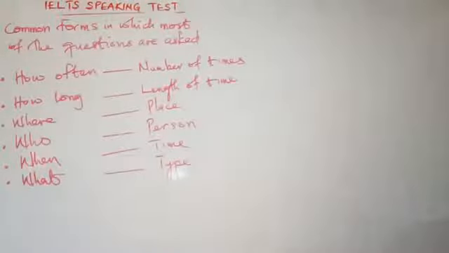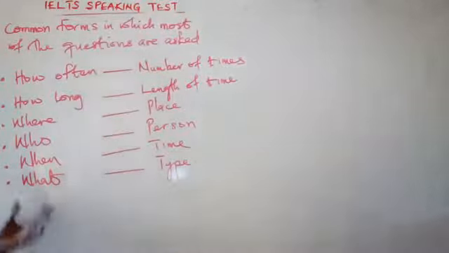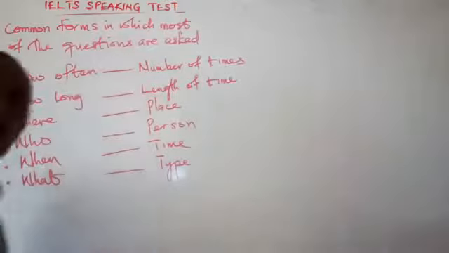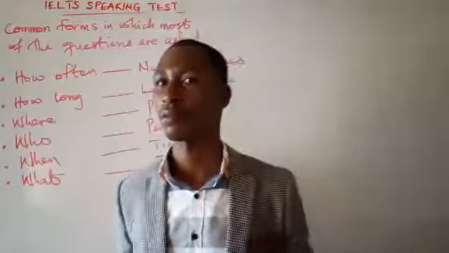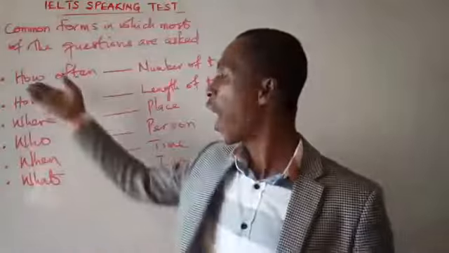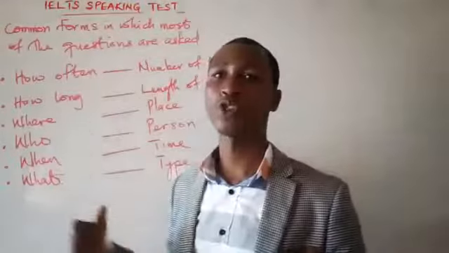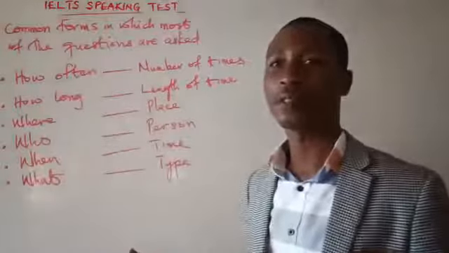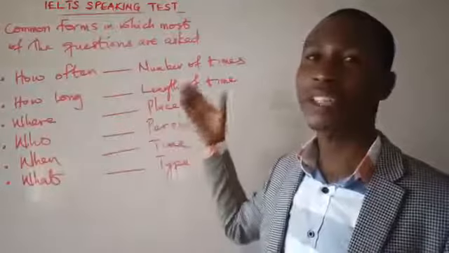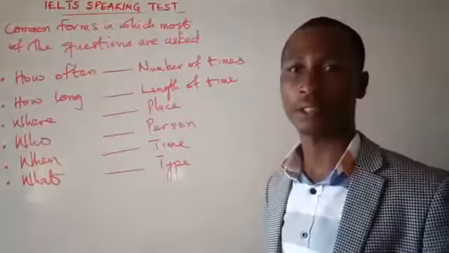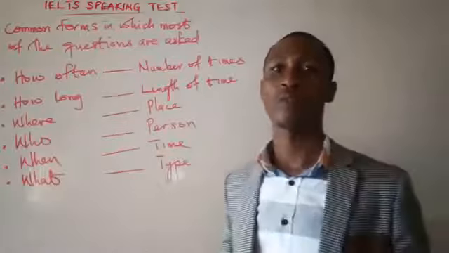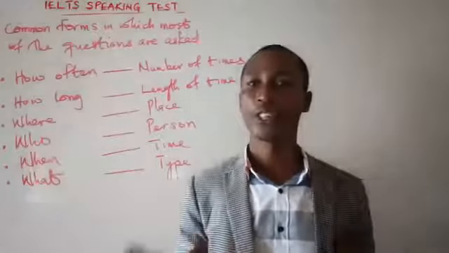So looking at the common forms in which most of the questions are asked, we can look at some of the commonest formats. We have how often. It's a common form of question which can be asked almost every time. When you are being asked how often, what it means is that you are being asked the number of times something is being done. What is your favorite food? How often do you prepare that food?